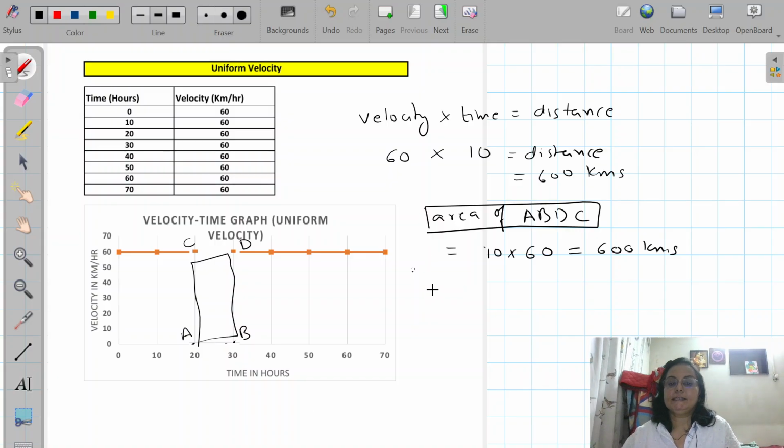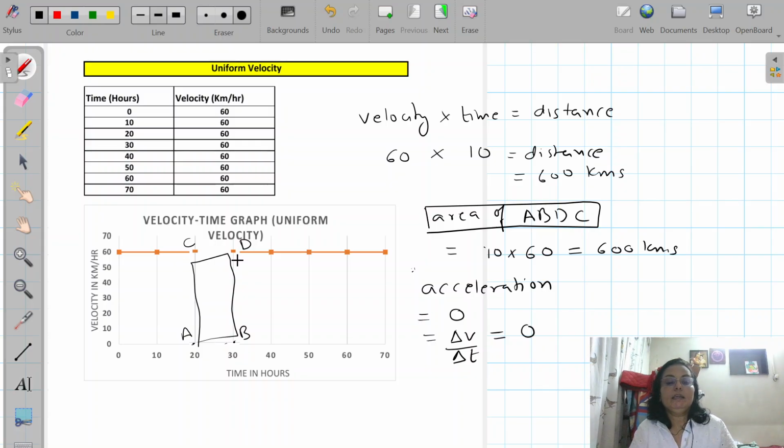Now can you tell me what is the acceleration of the train? Acceleration of the train is nothing but 0. How? Acceleration is change in velocity with respect to time. So change in velocity is 0. It was at 60 km per hour at C, and again it is at 60 km per hour at D. So acceleration is 0. So when a body is moving with uniform velocity or a constant velocity with respect to time, we say it is moving with 0 acceleration. This was a uniform velocity graph.